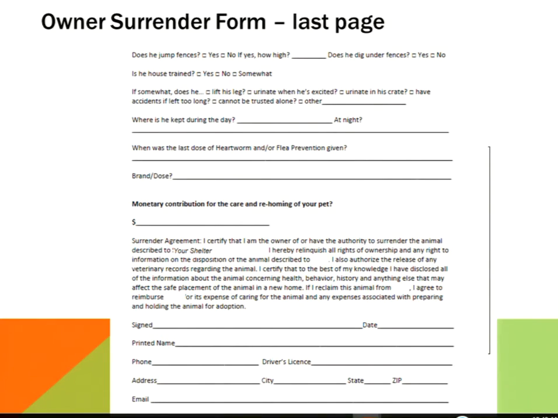Just make sure you have some kind of legal statement in there to keep you safe, because everybody will experience somebody trying to come back and get their animal back. That will happen to you. So you just have to say, sorry, I can pull this up and show you surrendered.